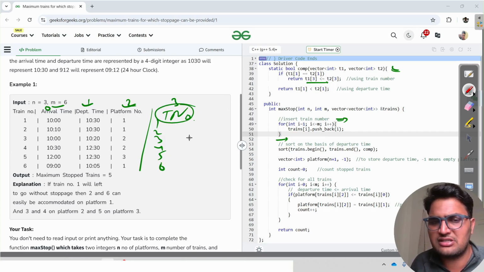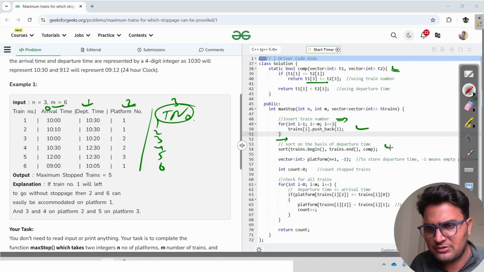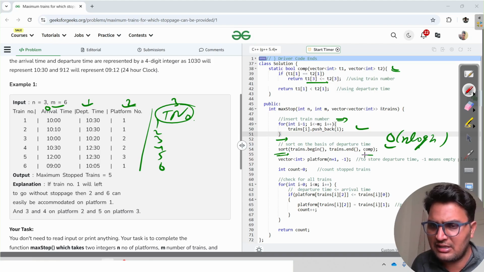So that is why I have inserted this train number here, correct? I hope you got it. Now after this I am sorting this here, using this sort, so it will take basically order of n log n time, correct. It is quick sort, and here I am giving the comparison function, correct.